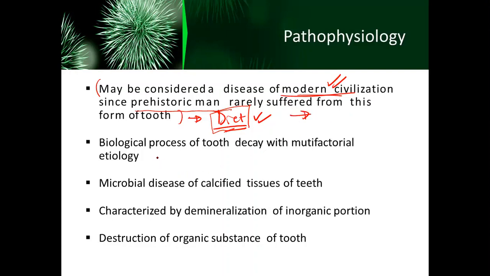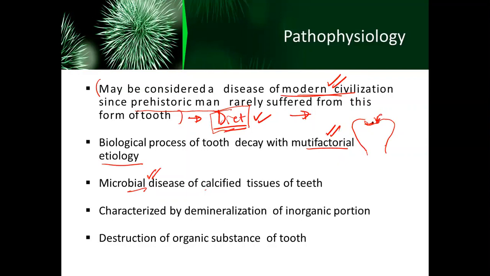Now, this whole thing is a biological process, and it has a multifactorial etiology. Whatever etiology I've given, you need, for example, something that will cause destruction of the enamel, together with bacteria. It's not a one-off etiology. It's not like you just need bacteria for the entire thing to happen. Different factors contribute to the condition. So basically, we know it's a microbial disease of the calcified tissues of the teeth.